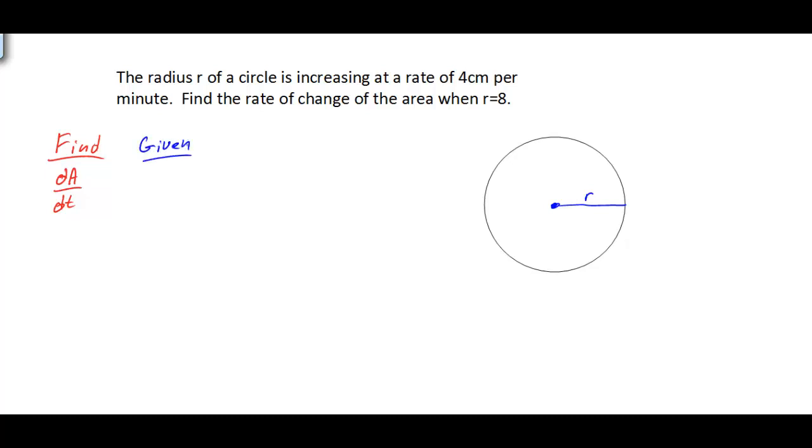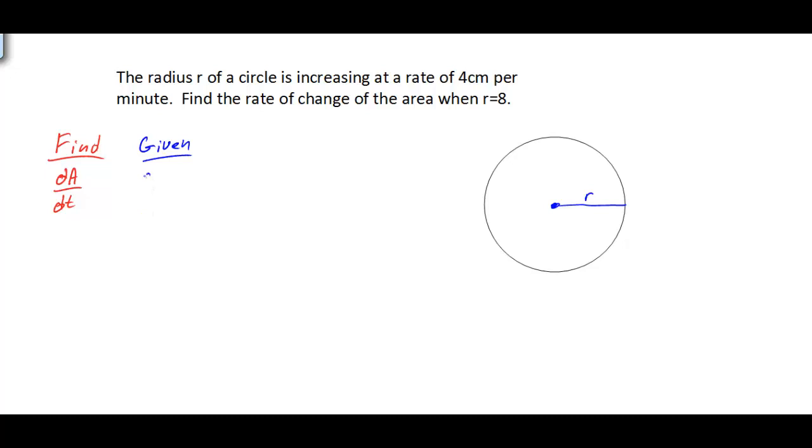So anytime they give you a problem that says you have a rate of change, that's going to be your derivative part. How much is something changing? So the area is changing how much with respect to time here. How fast is the area increasing or decreasing depending on what's happening. So in this case, if the radius is increasing, that means our area is going to be increasing. So what's given? Well, they tell us that the radius r of a circle is increasing at a rate of 4 centimeters per minute. Now, that doesn't mean the radius is 4. That means that it's increasing at a rate of 4 centimeters per minute.